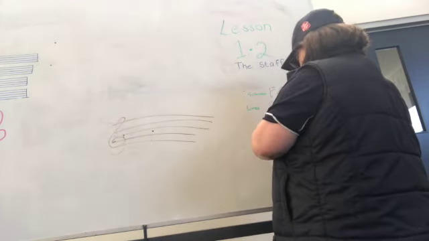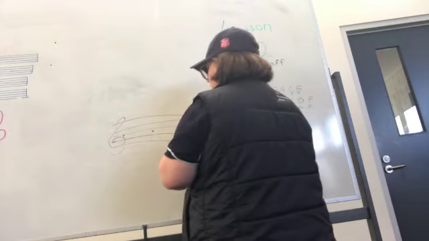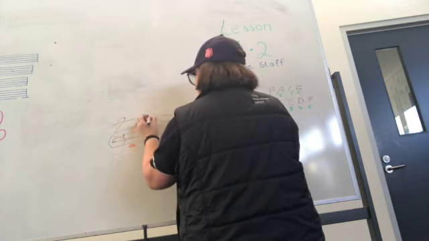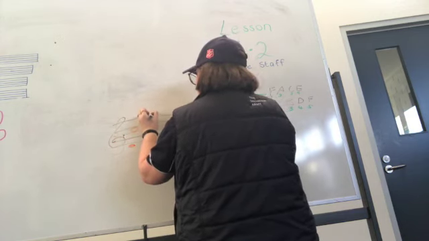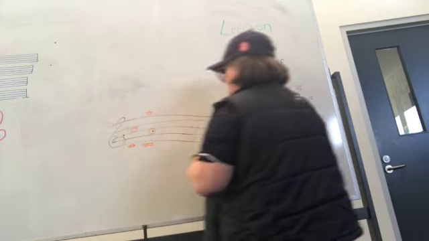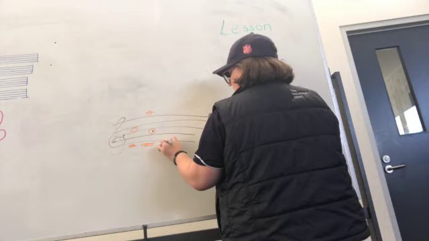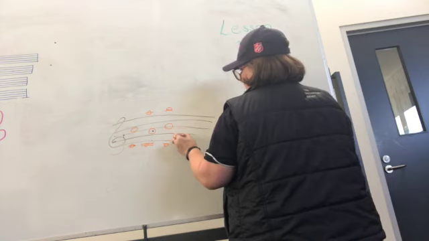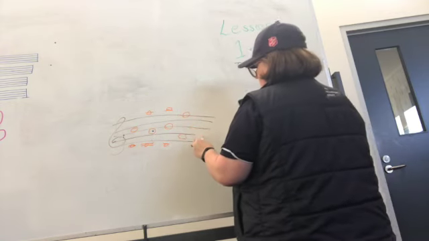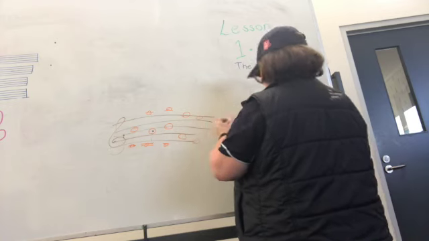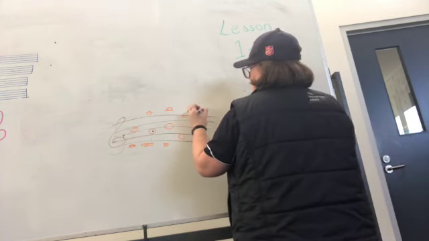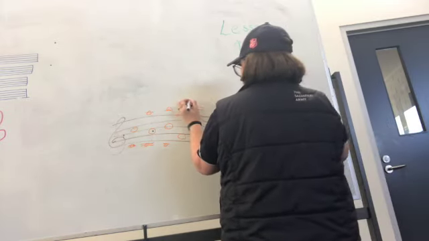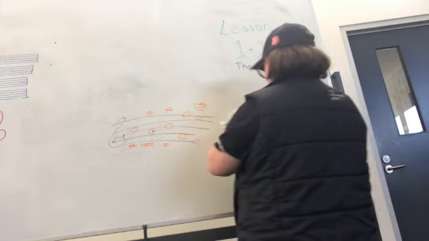So we've got C. It can be here or here. A can be here, here, or here. We've got 3 locations for A. B can be here, here, or here. F and E. Or E.